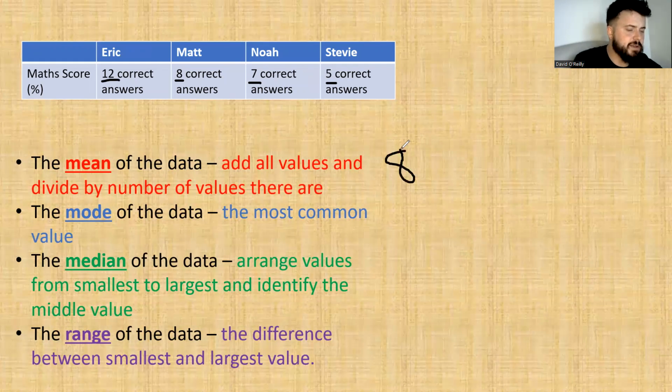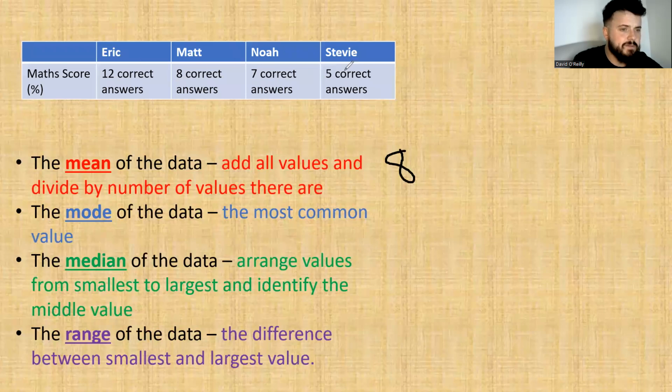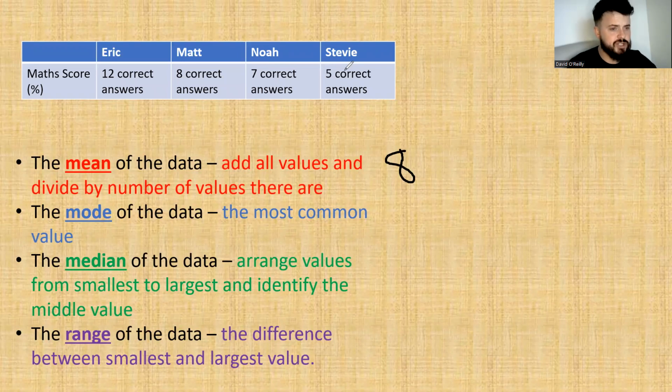The first problem that we're going to run into is the mode. We need to find the most common answer. We've got 12, 8, 7, and 5. Which number is the most common? None of them are the most common. They all appear just once. This means that we do not have a mode. We have no mode.